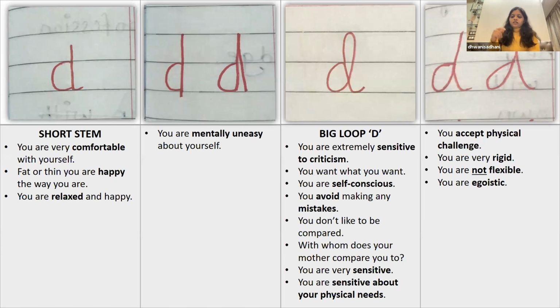Now the stem, if there is a long stem, it means that you're very concerned about your looks. You're not very comfortable with your looks. You're constantly trying to get better. But at the same time, now we're doing the first D. If you have a short stem, it means you're not very concerned about your looks. You're not very bothered about how you look. You're very comfortable with yourself. You're very comfortable about your physical appearance. Whether you're fat or you're thin, it doesn't matter. You're happy with how you look. You don't want to change it. You're comfortable. You're a relaxed person and a happy person.